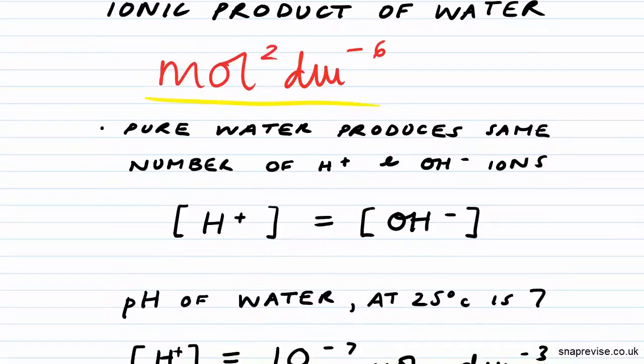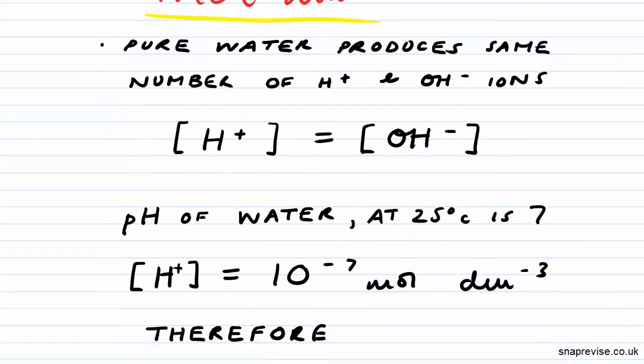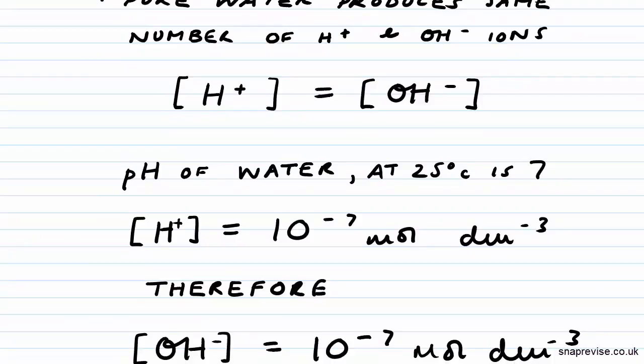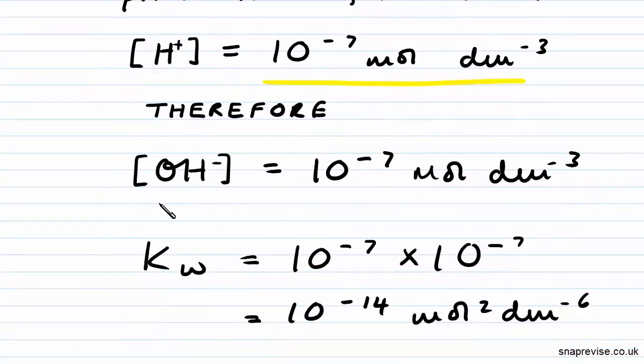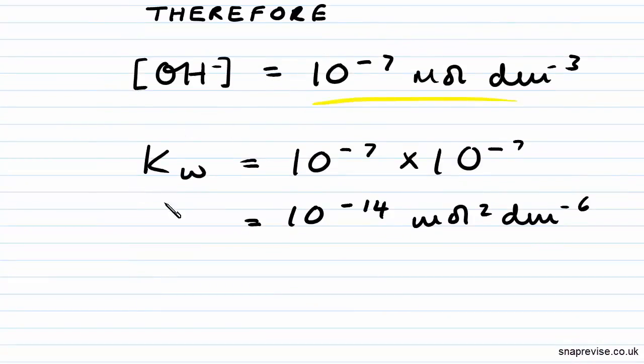Now, pure water produces the same number of hydrogen and hydroxide ions, and the pH of water at 25 degrees Celsius is 7. What that means is that the concentration of hydrogen ions in our water is 10^-7 moles per decimetre cubed. And as we have the same concentration of hydrogen ions and hydroxide ions, the concentration of hydroxide ions will be exactly the same. So to work out a number for Kw is fairly easy then.